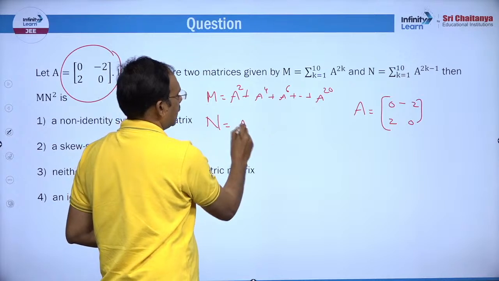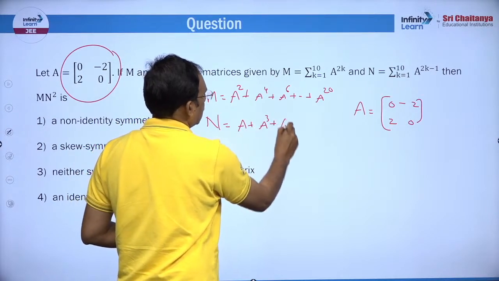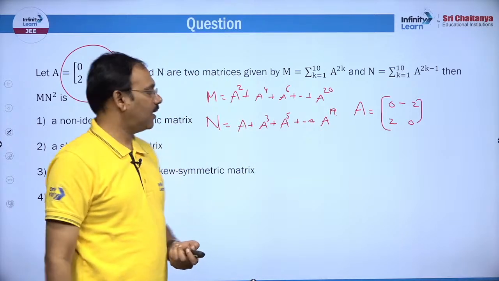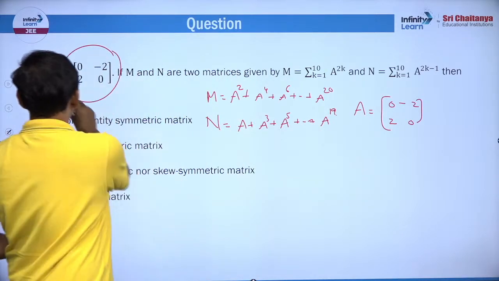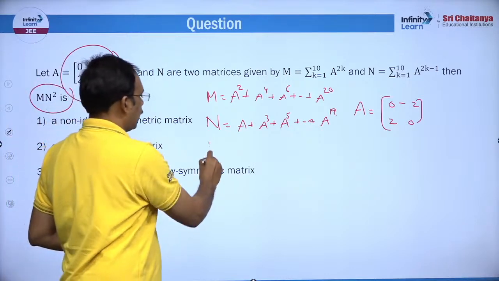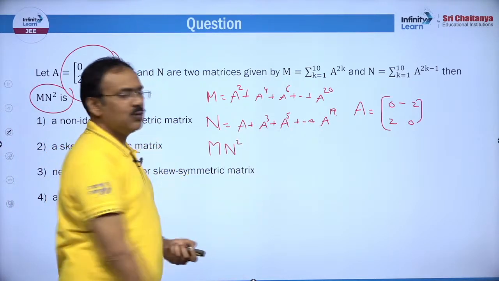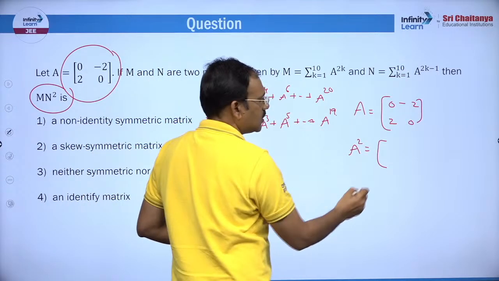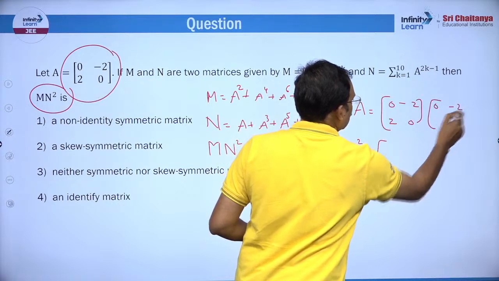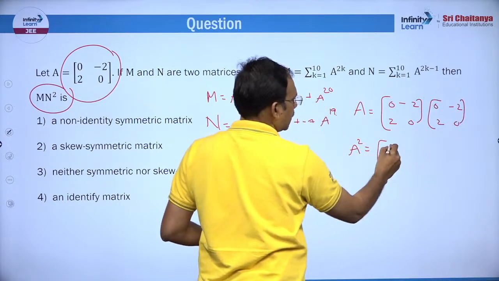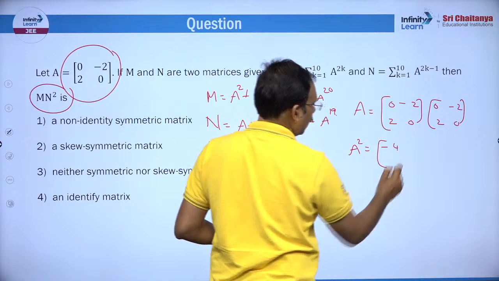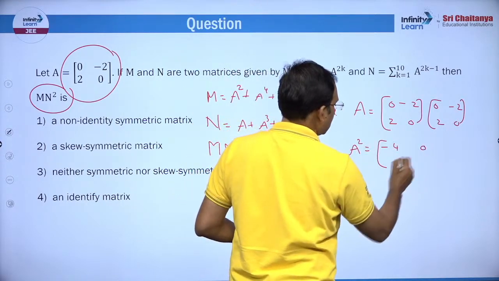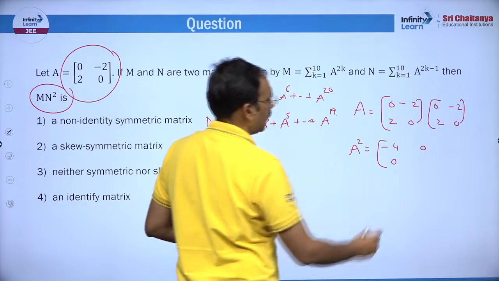N is a matrix like A plus A cube plus A power 5 and so on up to A power 19. Now, friends, I just want to comment about the matrix MN square. You can observe one thing: just try to find A square. If you multiply 0 minus 2 2 0 with itself, what will you get here? This is 0 minus 4, and 0 0.